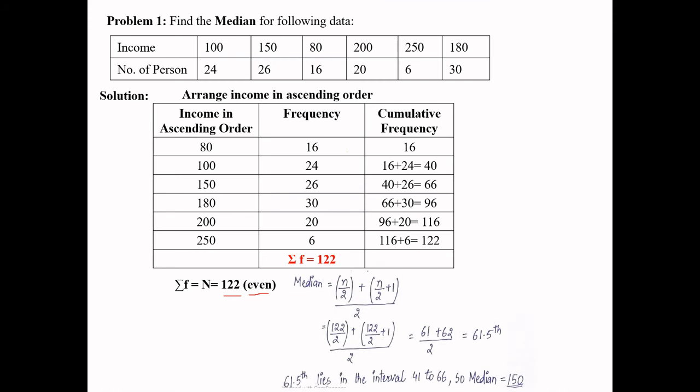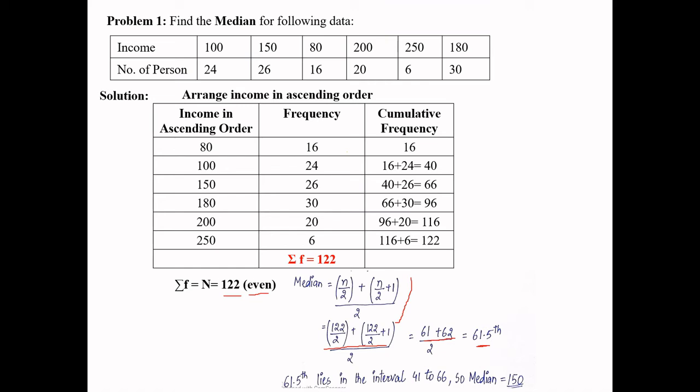So median is calculated by (n by 2 plus n by 2 plus 1) upon 2. So put the value of n in the formula. Here it is (122 by 2 plus 122 upon 2 plus 1) divided by 2. It will be (61 plus 62) by 2. Solve this. Then the result is 61.5.